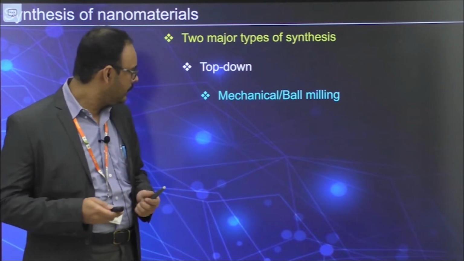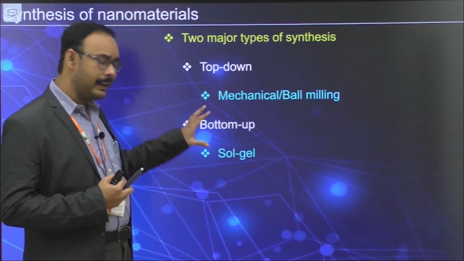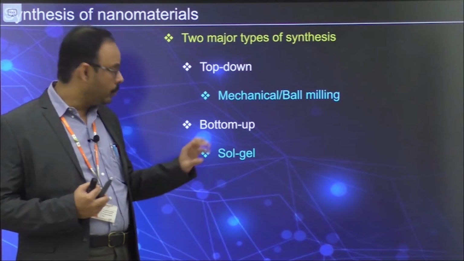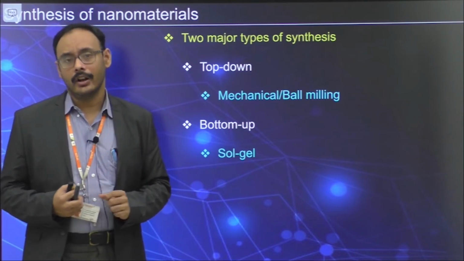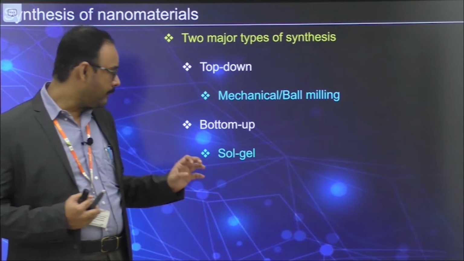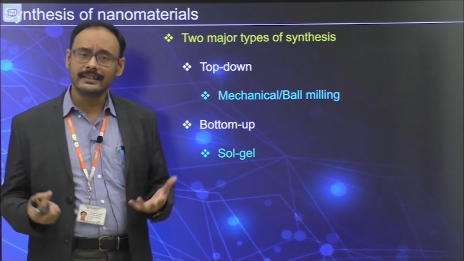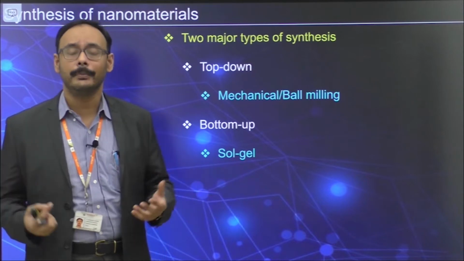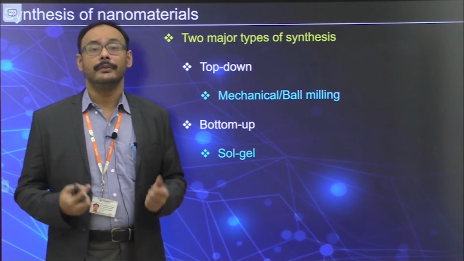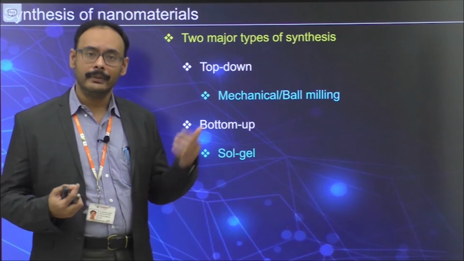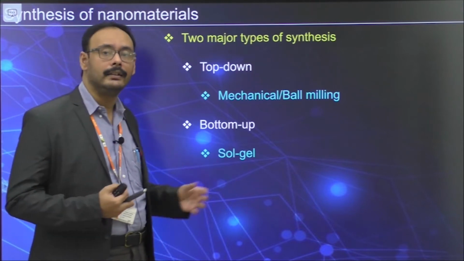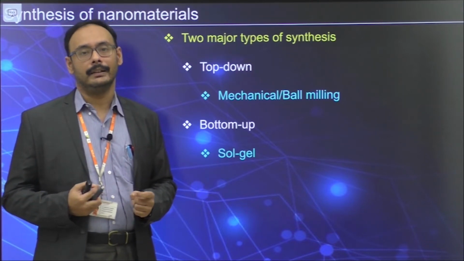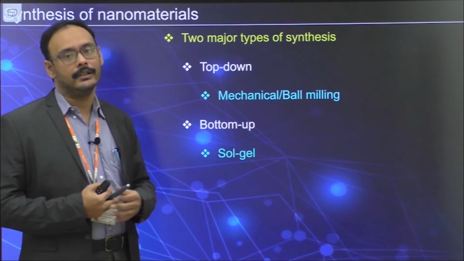What is the next part? Our next part is one example from the bottom up approach, which is called sol gel. This is a very unique approach and it's extensively used. In fact, we use the same procedure in our lab also if we have to make nanomaterials. So if you are interested, please come visit our lab and we will show you how to make this kind of nanomaterial using this particular procedure.